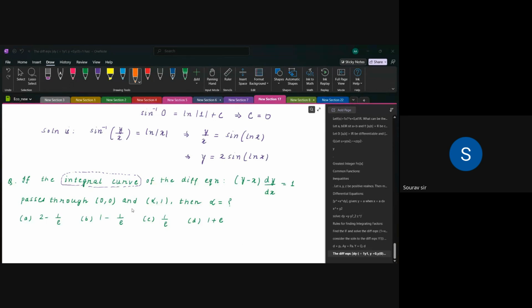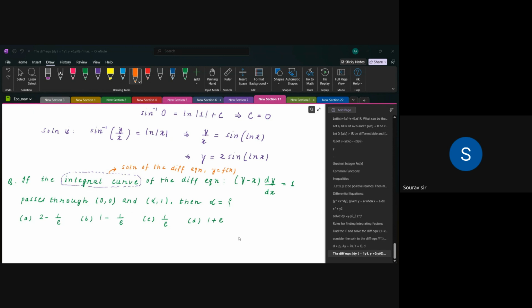Then what is alpha? So don't get confused by this terminology. This might be there in some questions, that is why I'm discussing this. The integral curve means nothing but the solution of the differential equation, the y as a function of x that we will get as a solution. So the question is now looking relatively simpler.